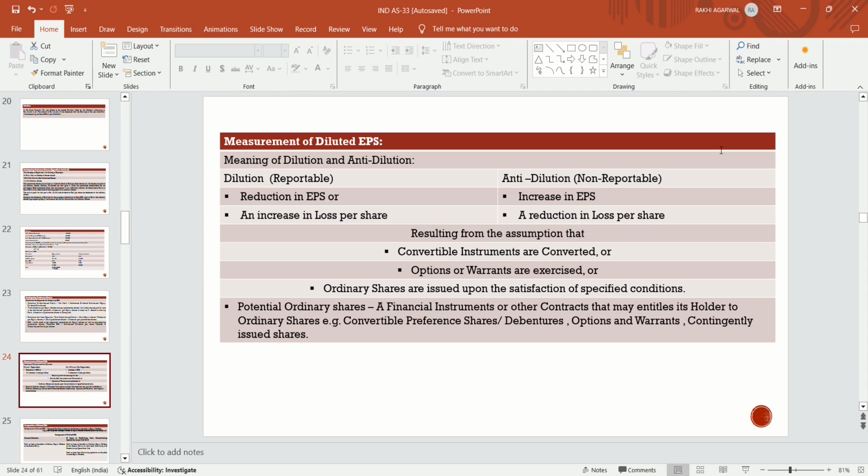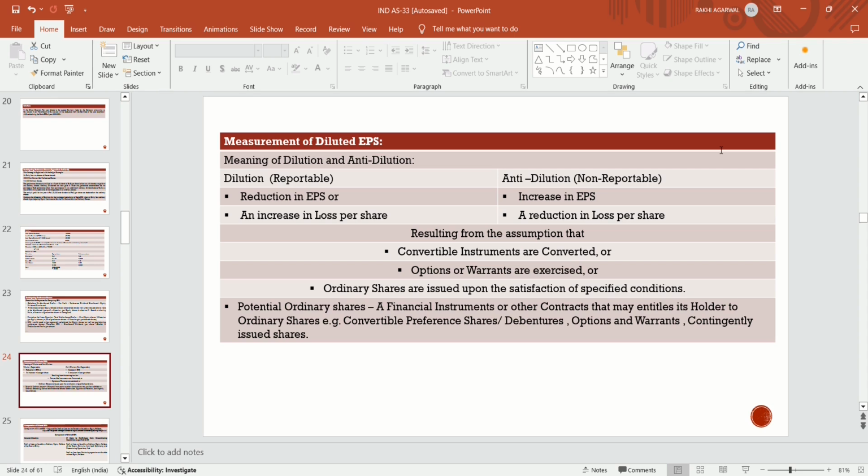Meaning of dilution and anti-dilution. Dilution means a reduction in EPS. If there is a reduction in EPS, then it is diluted EPS. And if there is an increase in loss per share, then it becomes diluted EPS. What is anti-dilution? If there is an increase in EPS, then it becomes anti-dilution. A reduction in loss per share also becomes anti-dilution. We will explain these with the help of an example, then we will understand.